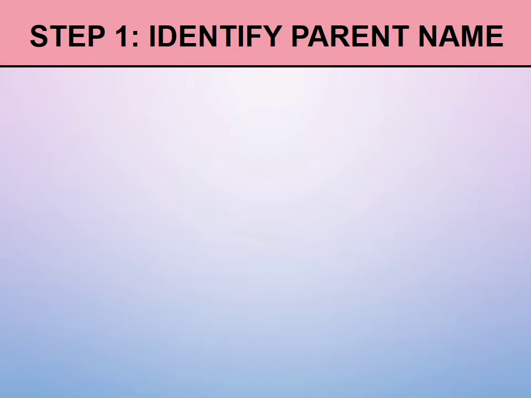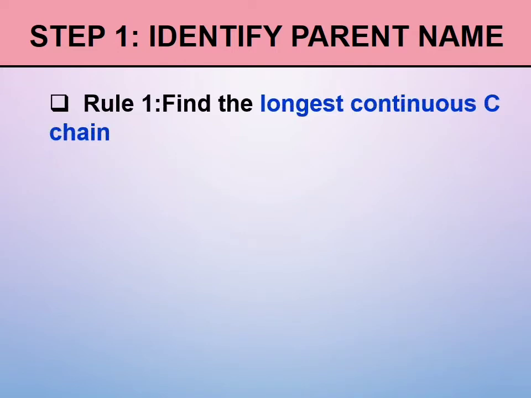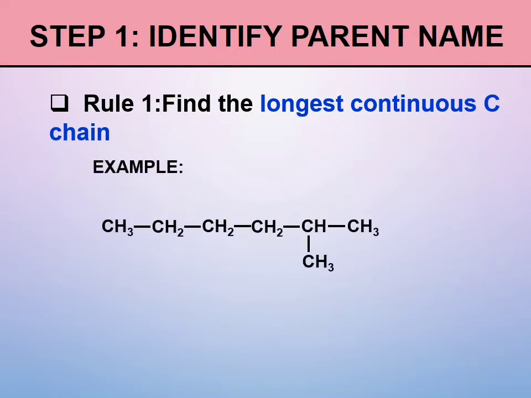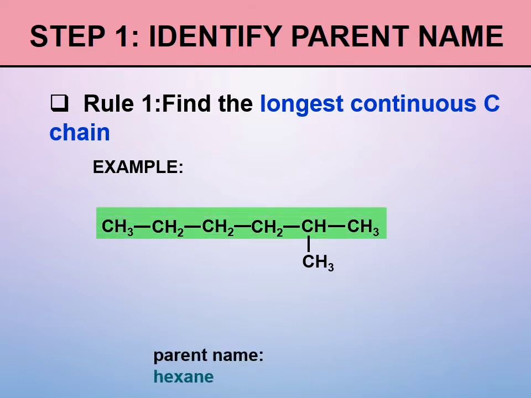Now we are going to learn how to name the compounds according to the IUPAC nomenclature for the straight chain and branched alkanes. So first step, we need to identify the parent name. So rule number 1 is the parent will be the longest continuous carbon chain. So for example, the longest carbon chain in this compound is, you have 1, 2, 3, 4, 5, 6 carbons. So the parent is hexane. And we have a substituent, which is methyl.